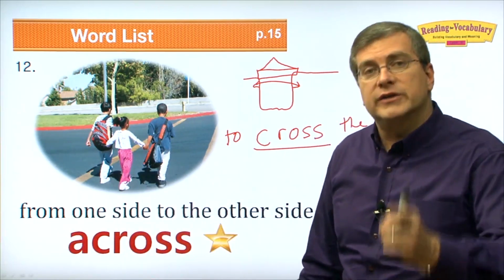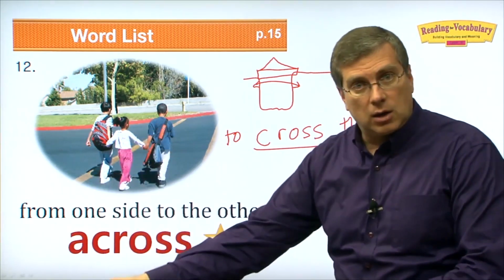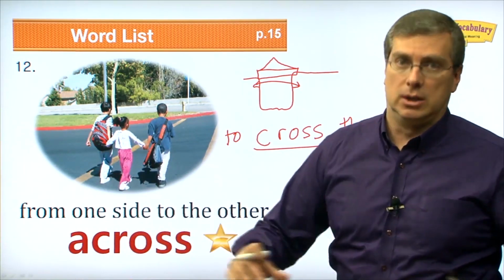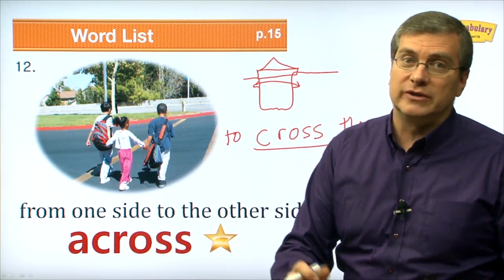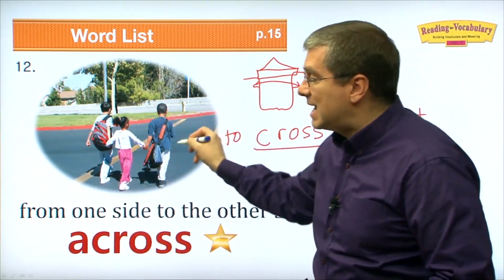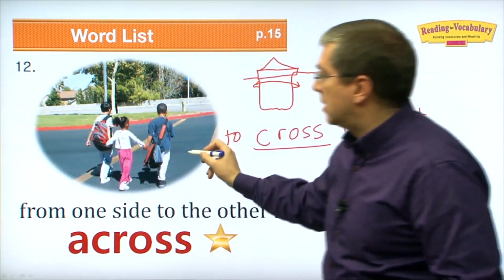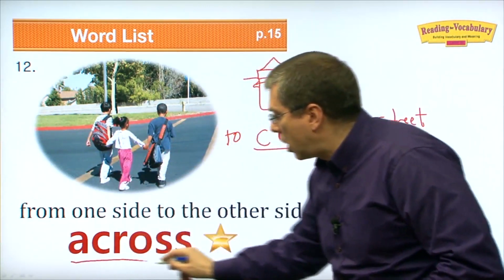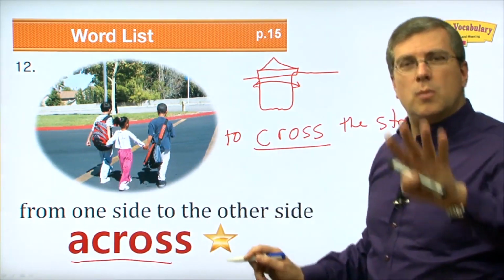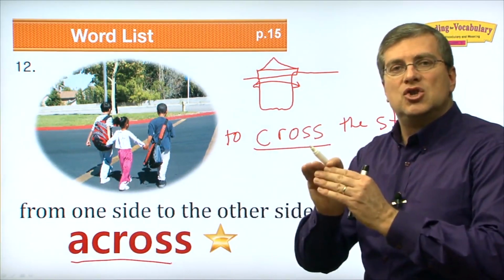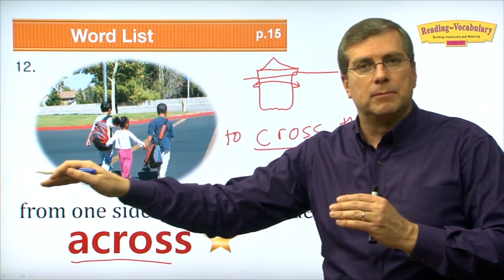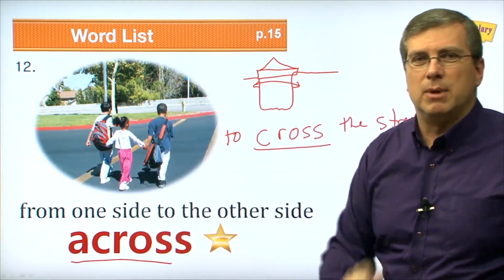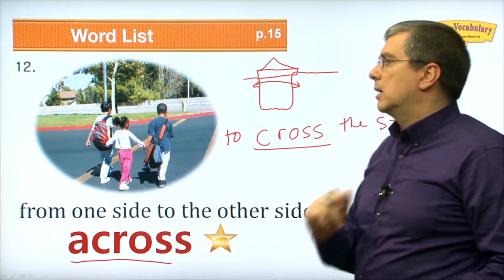You should cross the street here at the light. Don't cross the street in the middle of the block. That's dangerous. Cross the street here, not here. Cross the street here. So be careful between across and cross. Don't make a mistake. The bridge goes across the river. People cross the street. Okay, please remember that. I hear many mistakes.